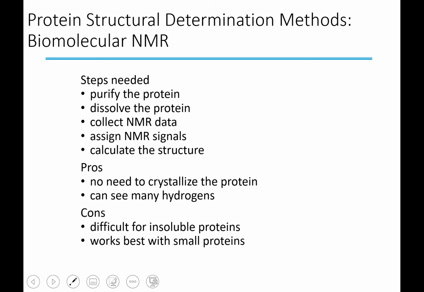So the pros of NMR: you don't need to crystallize the protein, which is a very big plus. In NMR, you're using the nuclear spin of hydrogen atoms, and you can see many hydrogens in a protein. It's very difficult for insoluble proteins or membrane-bound proteins this way, unless you can somehow solubilize them. The other main drawback for NMR is that there is a size limitation. It works best with smaller proteins. I don't remember the exact size cutoff, but there is a size cutoff with NMR.